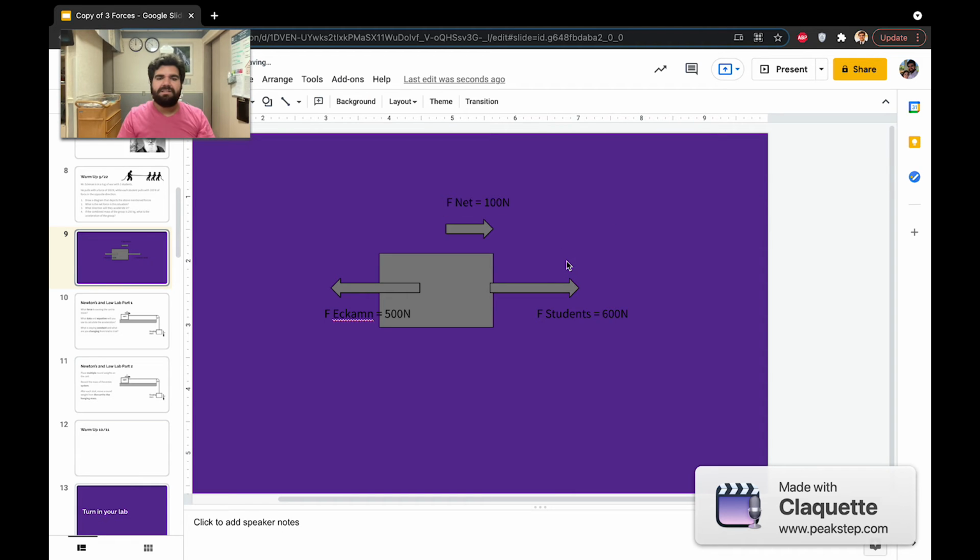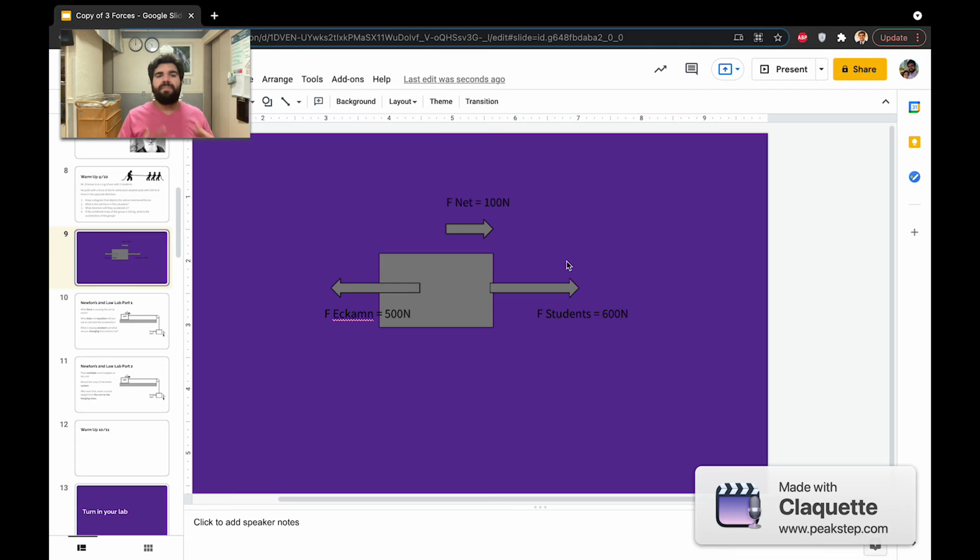So that means that if I add up and subtract the forces on this system, there's 100 newtons of force that way. There's 100 newton force in the direction of the students. That is what you are seeing. That means that they're accelerating in that direction.